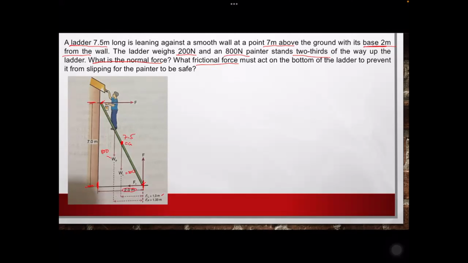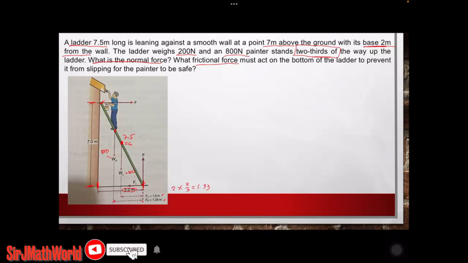Now, paano naging 1.33 to? Yung 1.33 ay 2 times 2/3. This is 1.33. So, may kinalaman si 2/3 dito. Simula dito, papunta perpendicular here, tsaka dito. So, the lever ng person is 1.33, kasi 2 times 2/3. Yung 2/3 na taas ng tao doon sa hagdan.